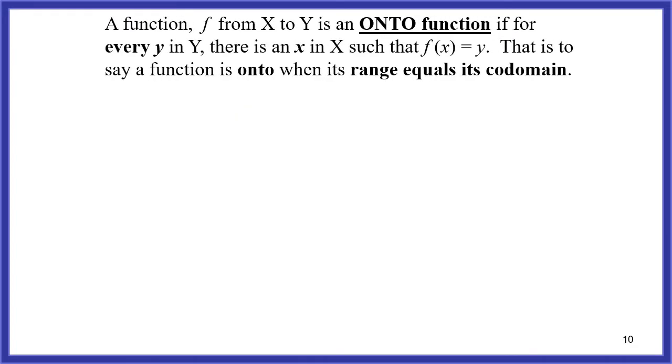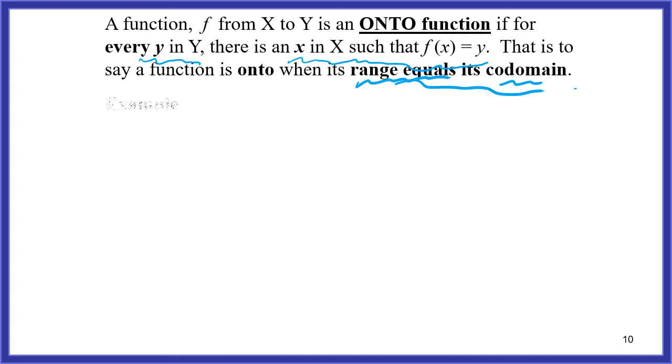Okay, a function f from X to Y is an onto function if for every y in Y, there is an x such that f(x) is equal to y. That is to say, a function is onto when its range equals its codomain. It means that every element in set B has a couple in set A. Its range should equal its codomain. Every codomain element will be in the range.